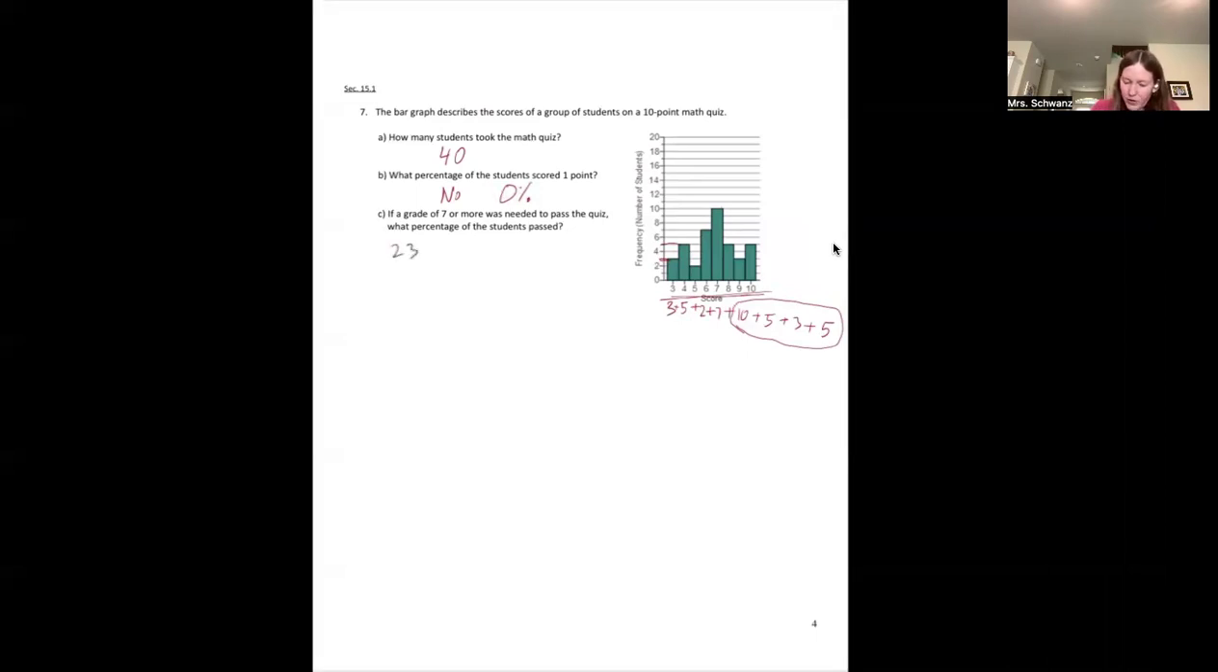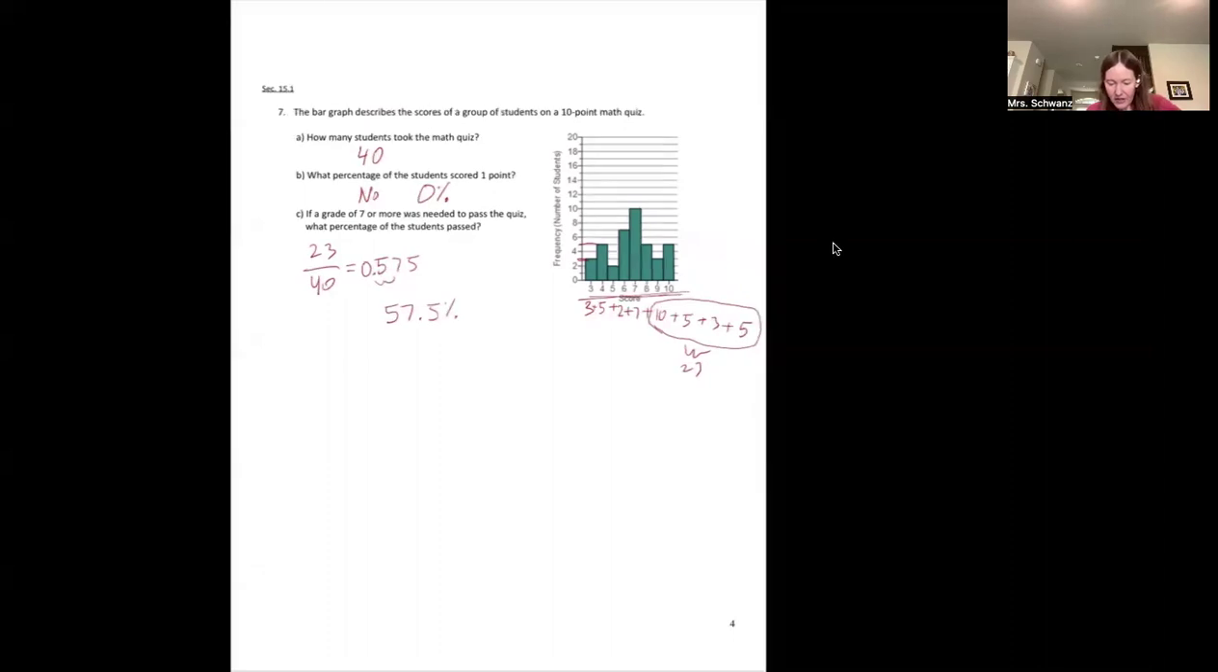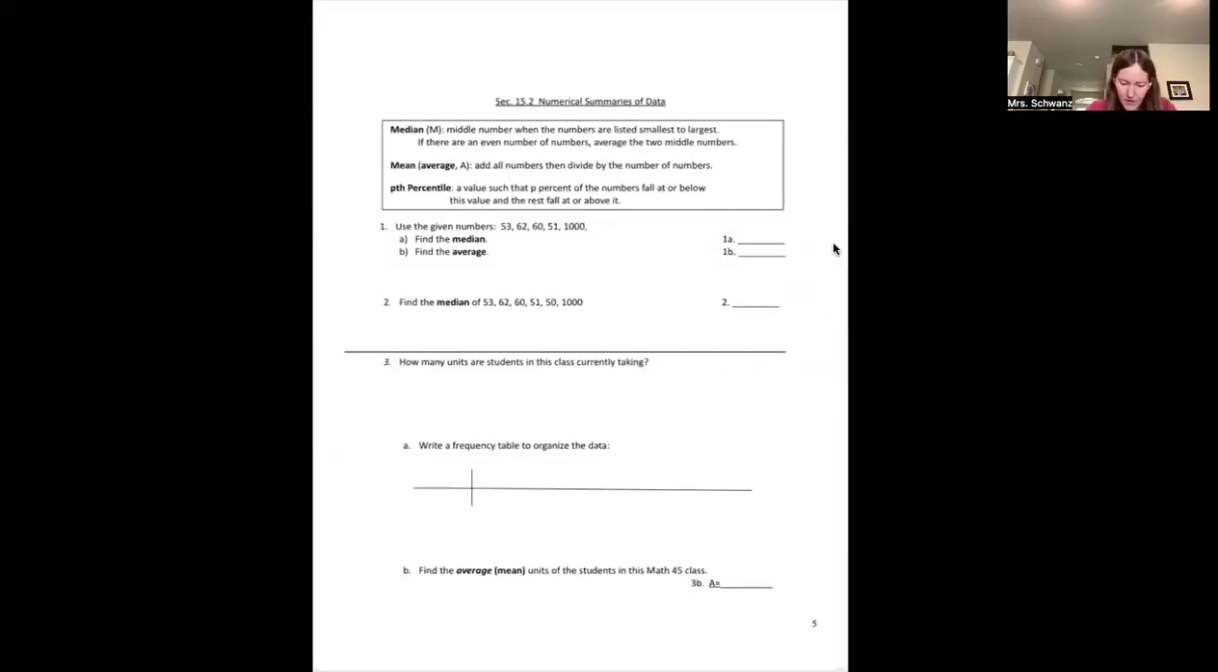That's the number of people who scored 7 or higher divided by the total number of people, which was 40. So 23 divided by 40 is 0.575. If I move the decimal twice, that's 57.5% of the people who would have passed that test or quiz. And there we go. I believe that is our last example, and then we'll move on to 5.2.